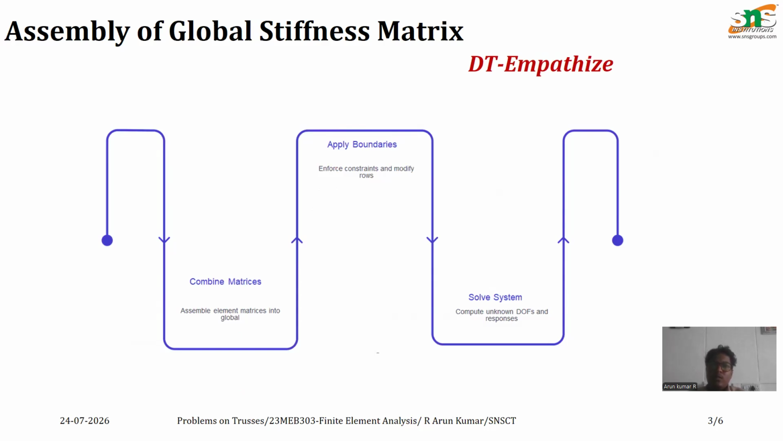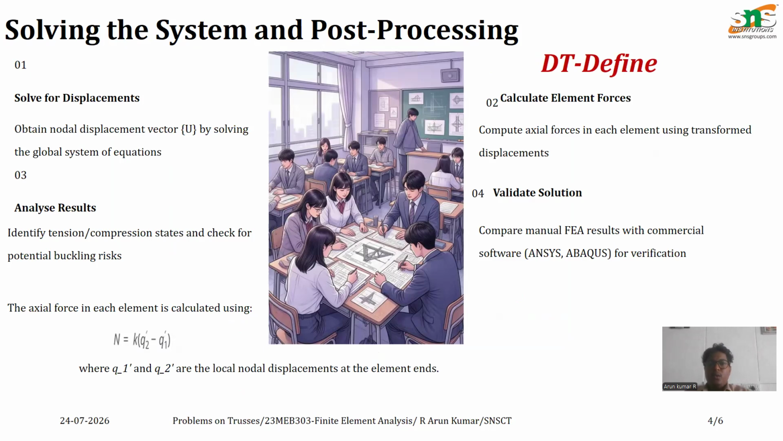After that, once you have assembled based upon your problem and situation, we have to apply the boundary conditions. The boundary conditions enforce the constraints and modify the rows, that means we eliminate or add, modifying the corresponding rows. To solve the system, we compute the unknown degrees of freedom as per the response. Once you find the unknown displacements of the respective nodes, we then find the displacement and the corresponding force also. Then comes post-processing.